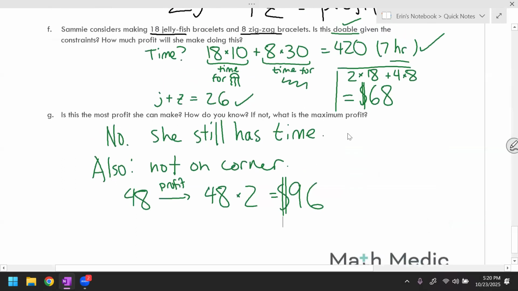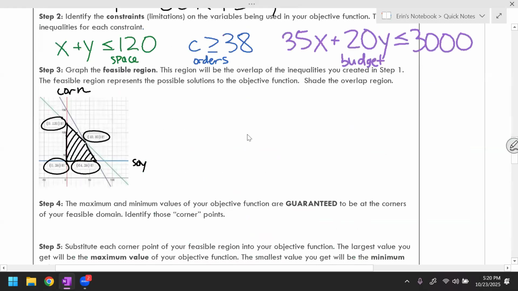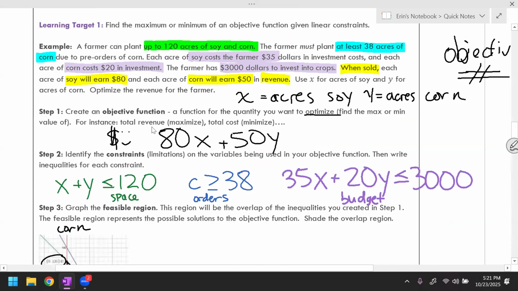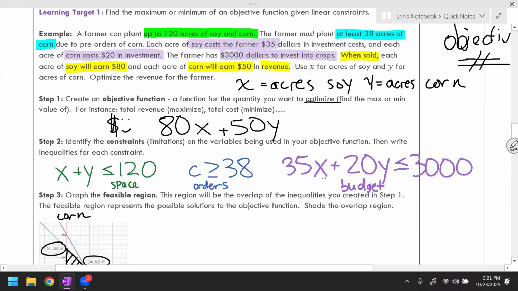So this lesson adds one more layer on top of these systems of inequalities. In addition to being able to find our region, our multiple shaded region, we also need to check the corners to see which of them maximizes an objective function. And the easiest way to mess up on these questions is to mix up our objectives with our constraints.